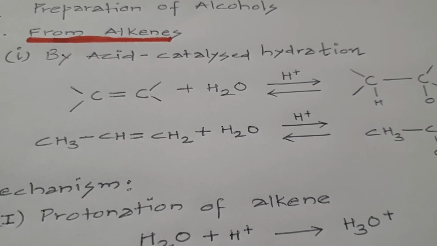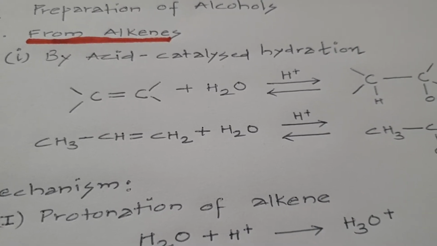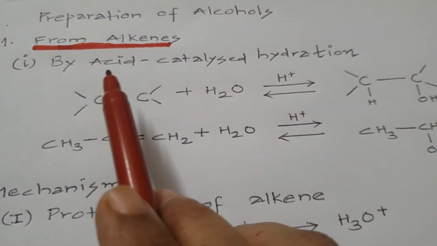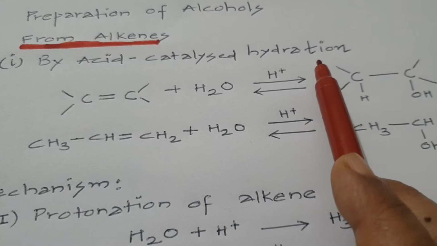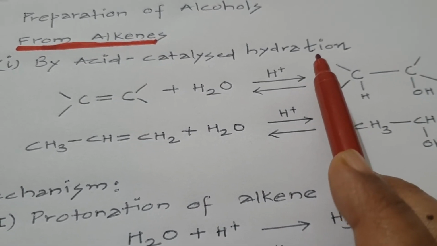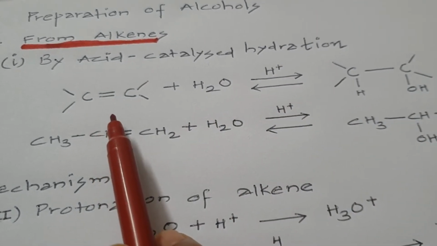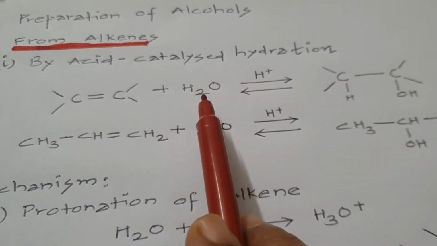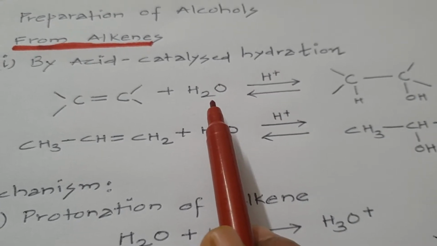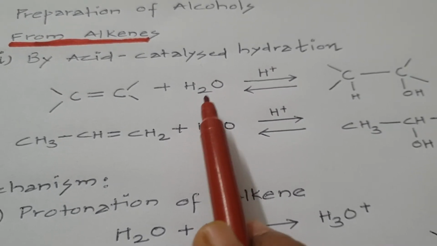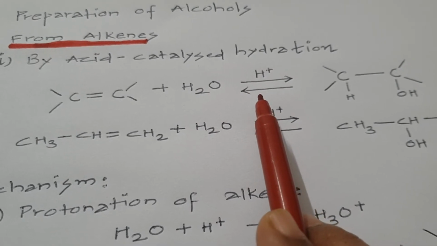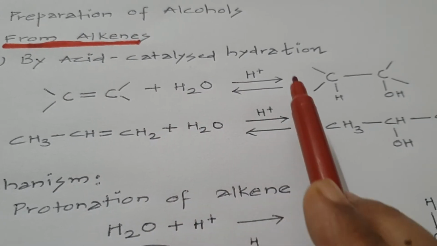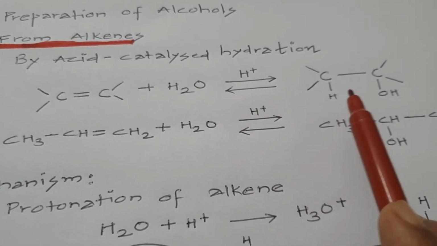There are two different methods which will be used in obtaining alcohol from alkene. The first one being acid catalyzed hydration. Now know that from alkene we are going to obtain alcohol by carrying out addition of water, which is called hydration, and this will take place in presence of an acid which is used as a catalyst, and hence it is called acid catalyzed hydration.